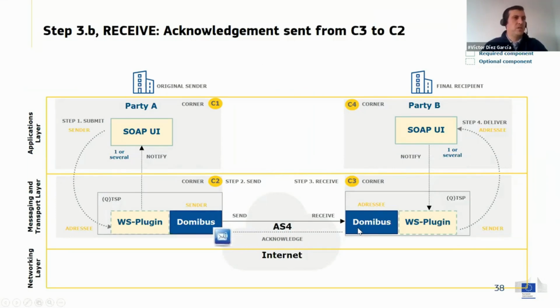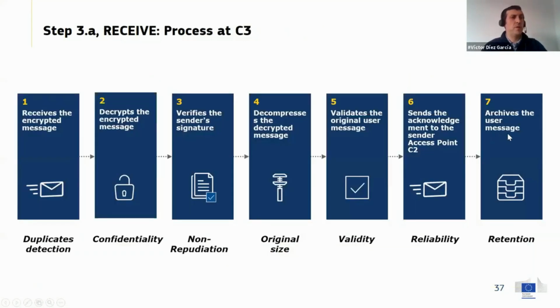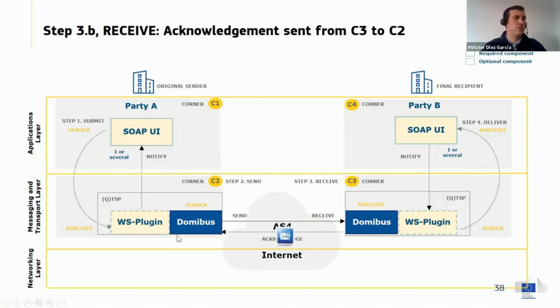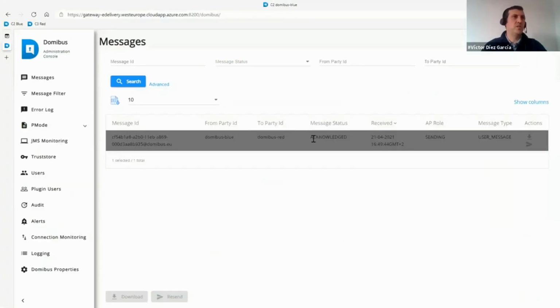Okay, so this is the representation of the acknowledgement. Once all of these steps have happened, the acknowledgement goes to C2. All this happens really, really fast. But okay, this is explained very much in detail. Basically, when you send a message, you will see immediately here the acknowledgement. So there is not really a long time that you can see all the steps, but this is what happens internally.